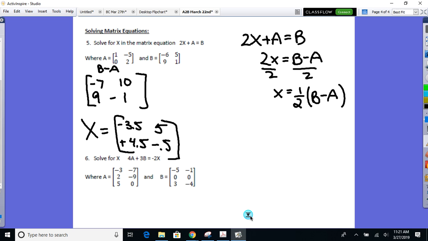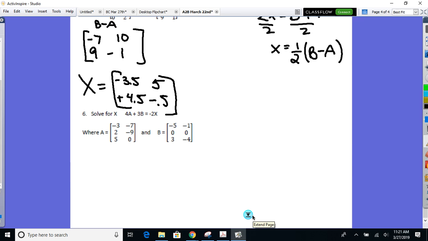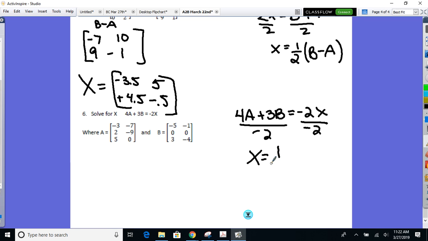All right, last one. And then you can get back to your ones and zeros if you need to show me. 4A plus 3B. What do I have to do first? Get X by itself. Don't touch the matrices. Divide by -2. All right, so X is going to, we got a lot of work here to do. -1/2, but first I need to multiply matrix A by 4 and add it to matrix B times 3.